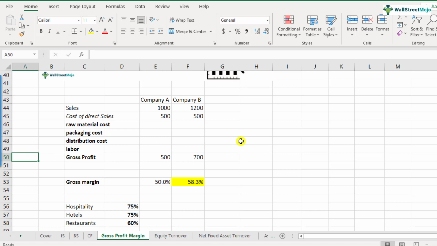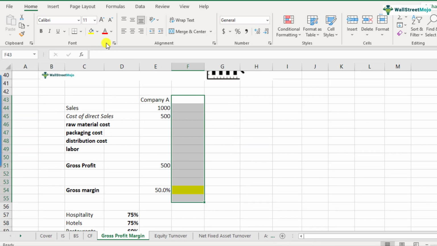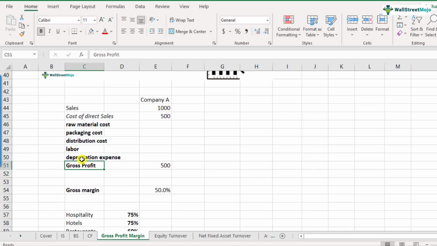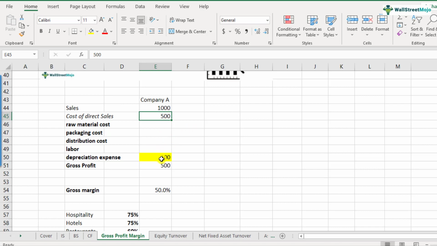So let's say in this example, I'll just remove company B for the sake of convenience. Let's say there is a depreciation expense which this company A has included, and that was 100. This is the amount that was already included in the cost of sales. So 500 includes the depreciation expense. Now, is depreciation expense a direct expense? No, it is not. It's basically an indirect expense. It should come below gross profit, but because of the way the company has disclosed it, they have included it in cost of sales.